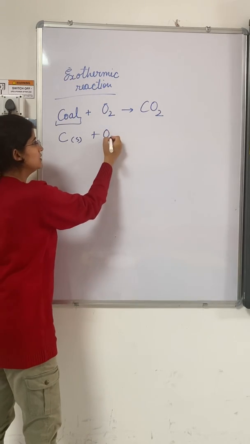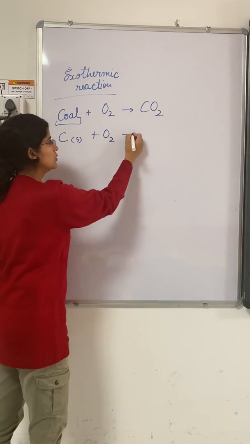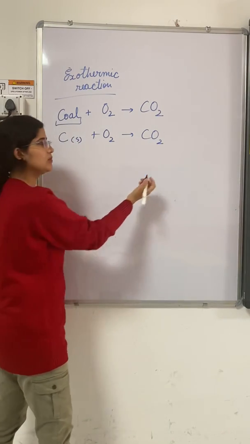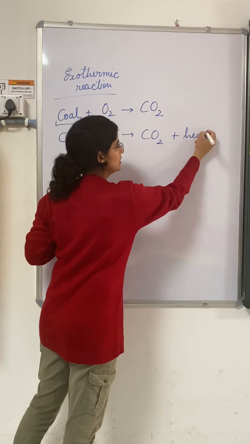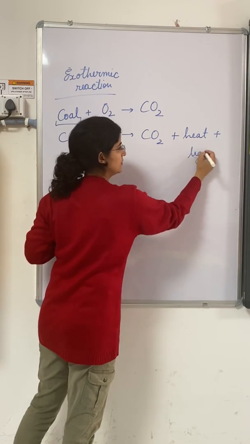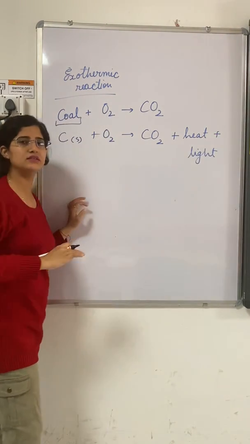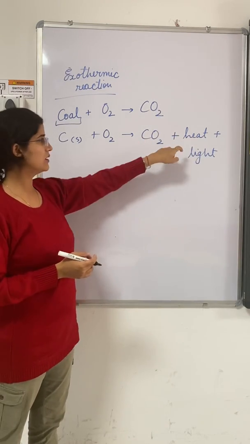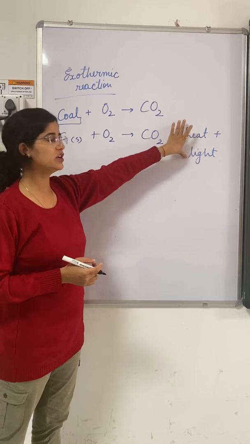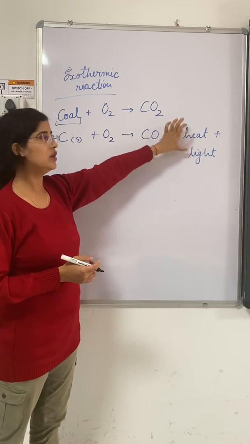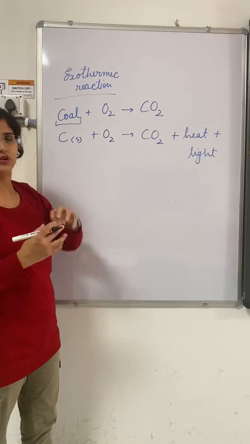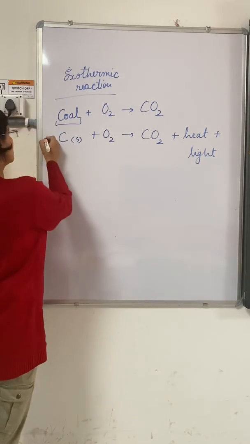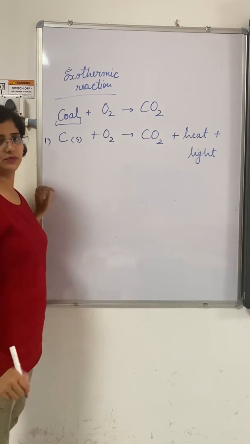When carbon reacts with O2, it will give carbon dioxide along with this. There is a burning taking place, so you will see heat plus light. Yes, you all might have seen this. When coal burns, it produces heat and light, as on the product side it is producing heat and light. We all know that it is an exothermic reaction because it is giving out heat. So this is the first example of exothermic reaction.